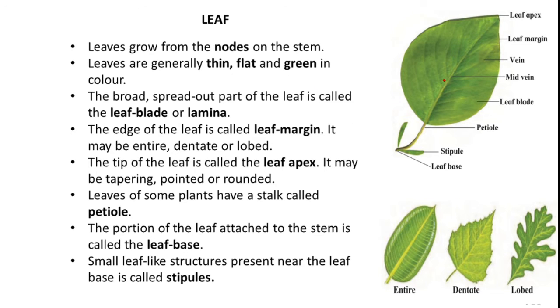Leaf. Leaves grow from the nodes on the stem. Leaves are generally thin, flat, and green in color. The broad, spread out part of the leaf is called lamina or leaf blade.